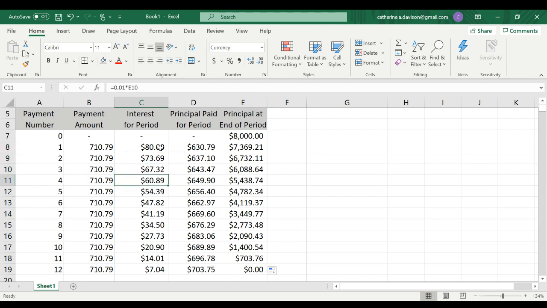The amount of interest is decreasing each time because it's 1% of the principal remaining that's getting paid off. And look, the last principal after 12 months is indeed $0. So the whole loan is paid off after that time.